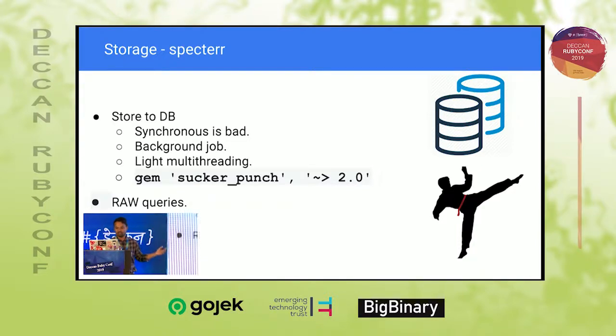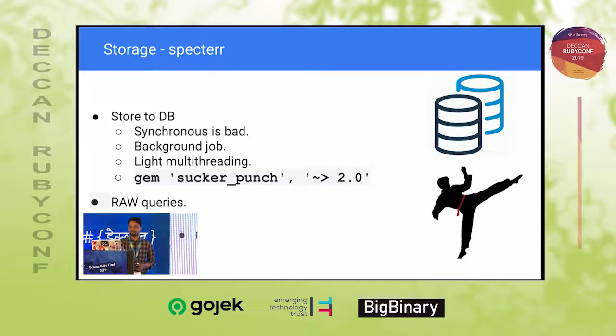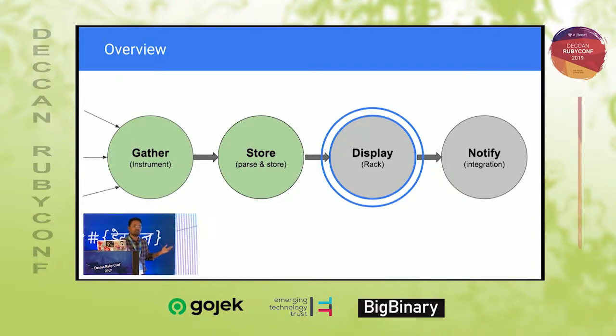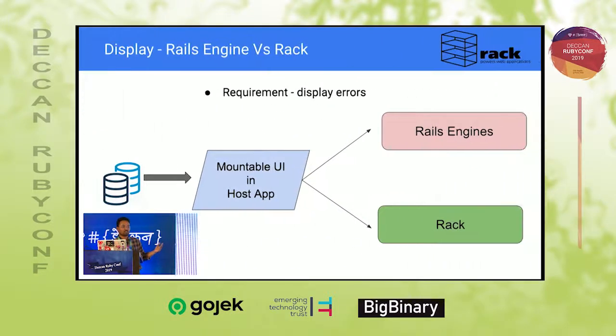So we decided to use Sucker Punch, and with the help of raw queries, we are saving that exception into the database. Via raw queries, you will get the answer in the next slides. So we are done with the storage part even. So what is the next part? Displaying. The errors are stored at this moment.